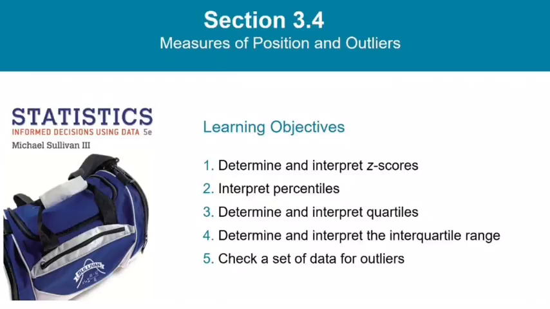Today we're in section 3.4 of statistics, and we're going to be talking about measures of position and outliers. I'm going to show you how to calculate and interpret z-scores, how to interpret percentiles, how to find and interpret quartiles, also how to find and interpret the interquartile range, or IQR, and we'll talk about how to find outliers for a data set. So here we go.